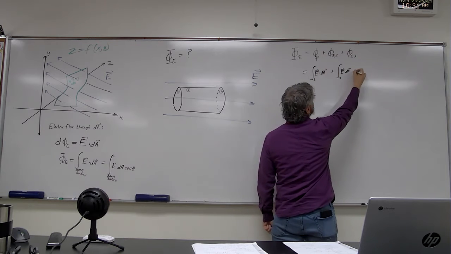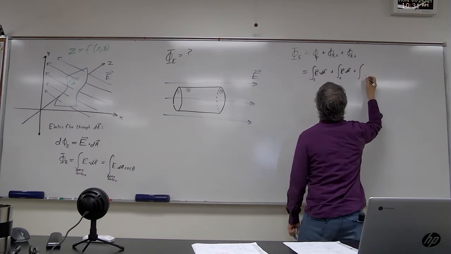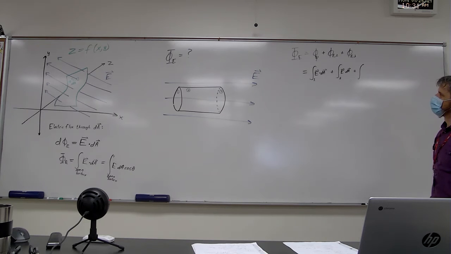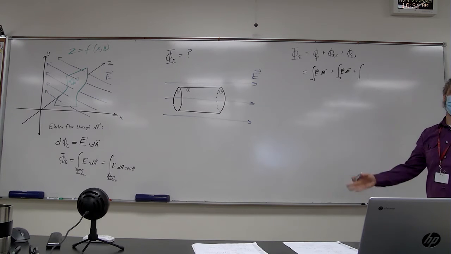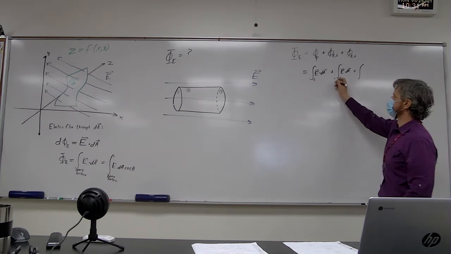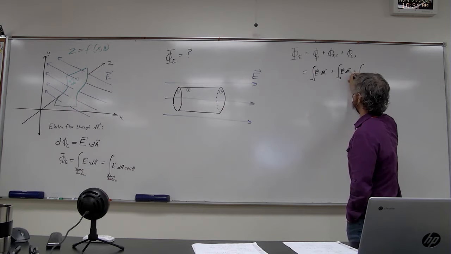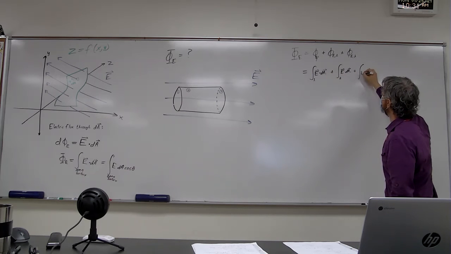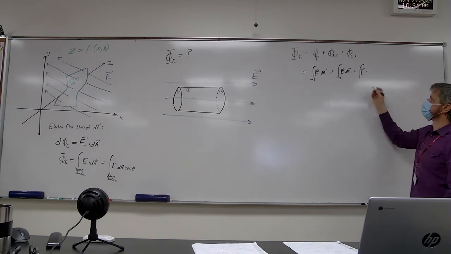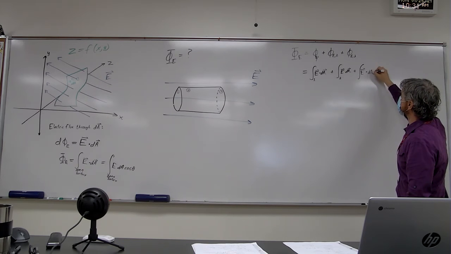It would be like dA1. Well, not dA here. Yes, I'm sorry, dA1, dA2, that's what you meant, right? Yeah. The electric field we're assuming is constant over all surfaces in all space here.